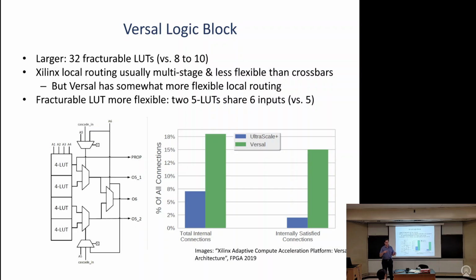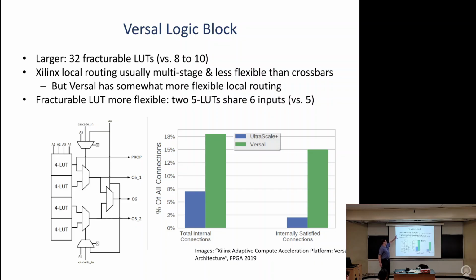Most things had to go out to the routing and come back in. And in Versal, by making the logic block bigger and making their local interconnect essentially more flexible, now 15% of their connections they could keep just inside the logic block. And they considered this a win because the local routing can be smaller and faster.